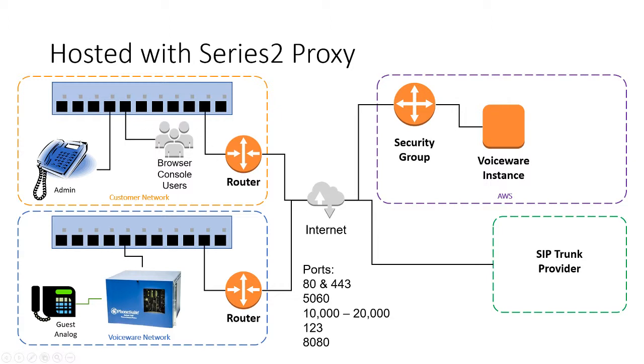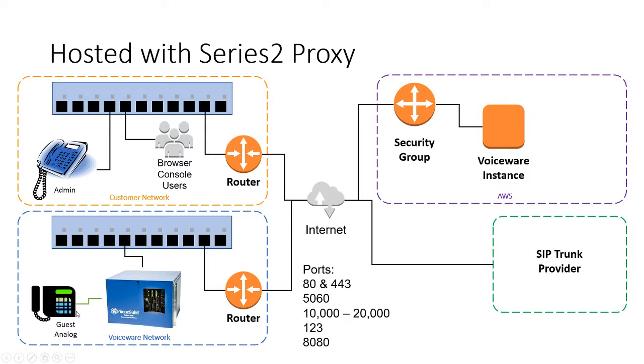As before, we have the customer's network here, which we're not allowed to install our equipment on, which is fine. But the admin phones and the browser console users are both on that network, so we need to care about that. Then we have the Voiceware network. This network is on site, and this network has a Series 2 operating in what's called proxy mode. Now the proxy mode, what that means is that we've turned this Voiceware system into a gateway, and that's all it's doing. It's not processing calls, it's not processing admin calls, it's not using the IVR system. All it's doing is passing off SIP to analog, and that's it.